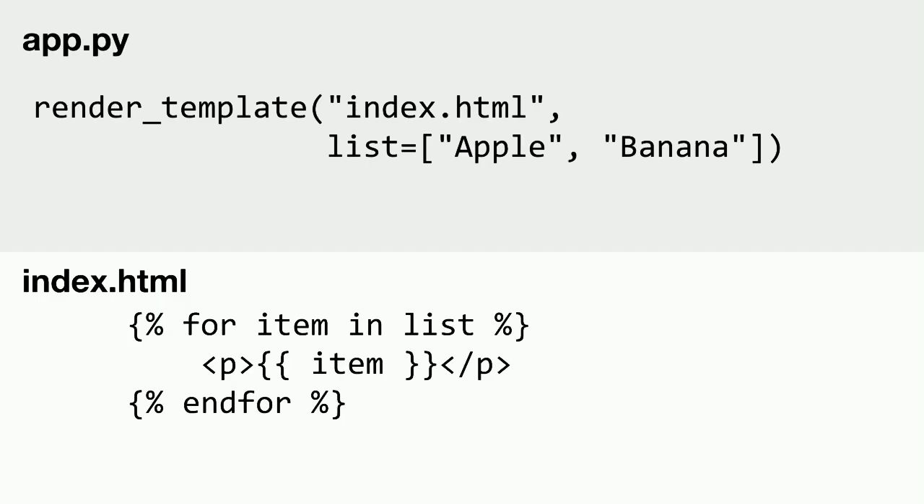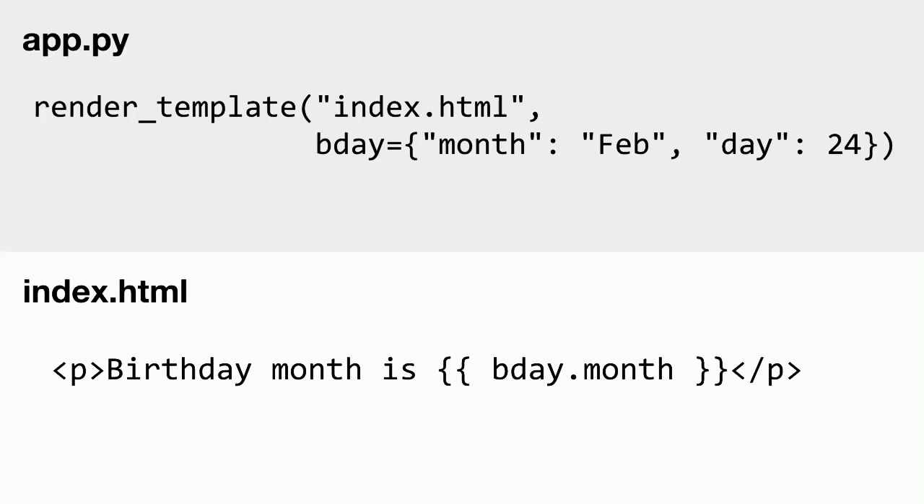We can also pass in lists, for example. So if I had some page index.html and I passed in a list, then on the HTML side, I can do this Jinja for loop, where we loop through each item in the list, and then maybe for each item, we have just a paragraph tag. So this would print out apple and banana on the HTML side.